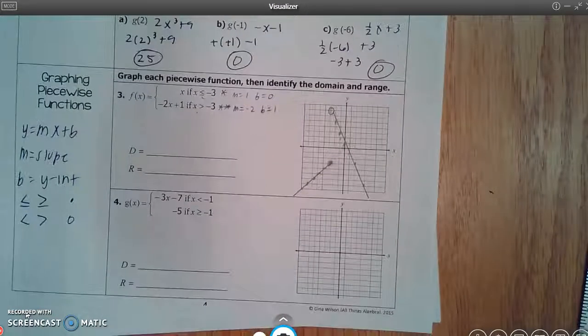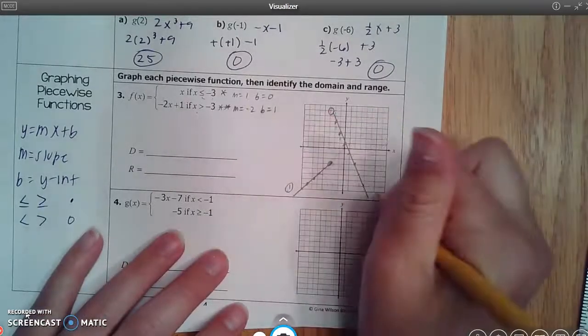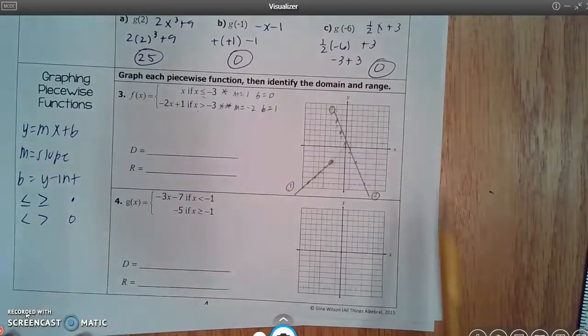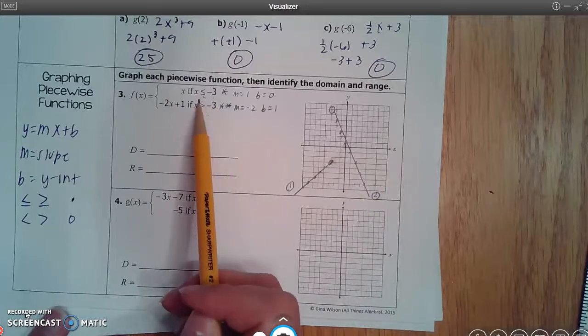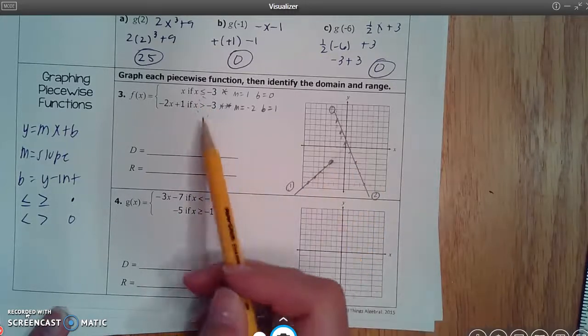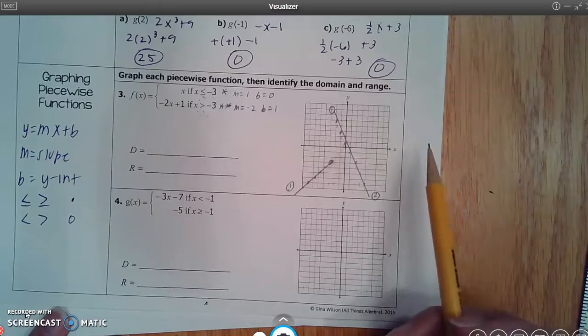So here's what my graph is going to look like. This is line 1, this would be line 2. The reason I'm able to figure out where they're starting is because of these values right here. Line 1 wants values that are less than -3, line 2 numbers that are greater than -3.